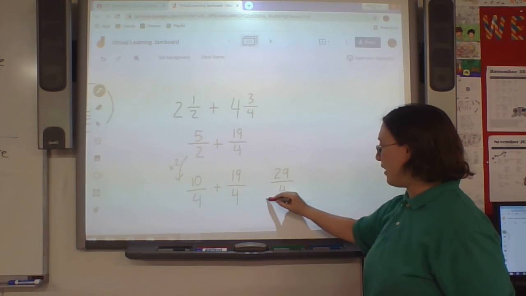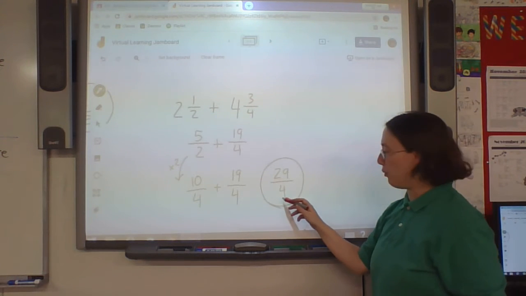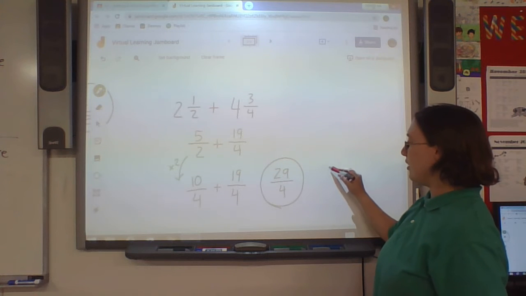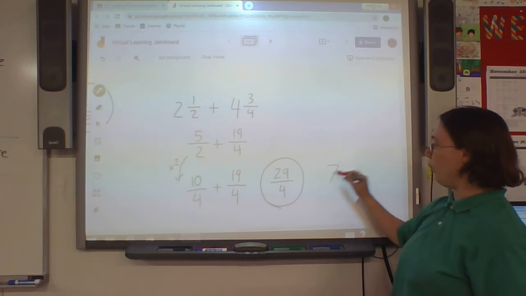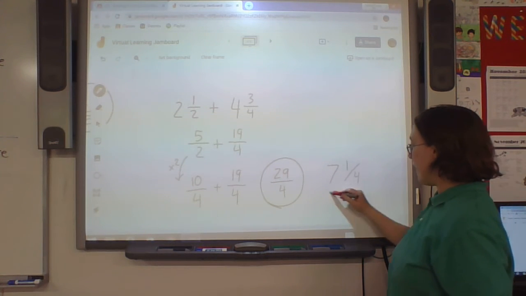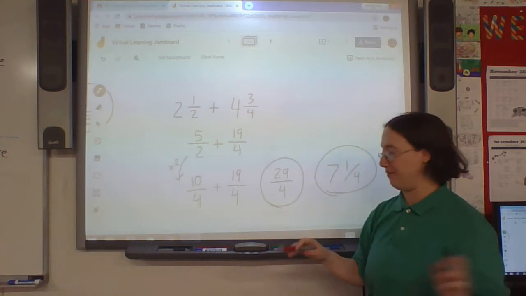And if you left it as 29 over 4, that's okay. If you turn that back into a mixed number and said, okay, well, 4 goes into 29 7 times, because 7 times 4 gets you 28, and then 1 more is left, that would also be okay. So either this or this, either one's fine.